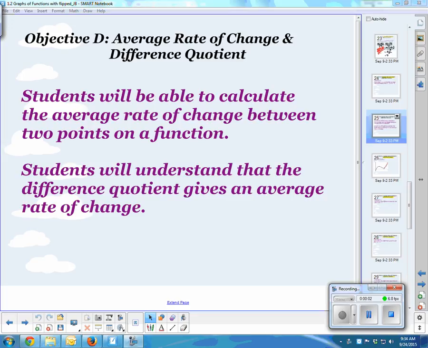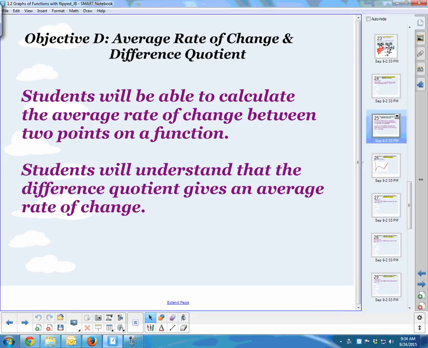So here we are today to talk about the difference quotient. For the two objectives on the screen right now, we are going to be working on calculating the difference quotient of a function, and we want to understand that the difference quotient gives the average rate of change for a function throughout the function in a very general case.